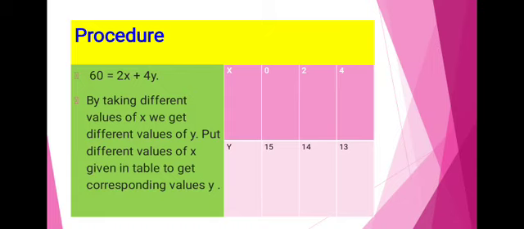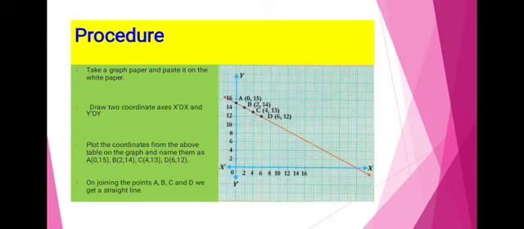Now for this, let us take a graph paper and paste it on a white sheet of paper. Draw two mutually perpendicular lines on the graph paper. Name them XOX dash and YOY dash. The intersecting point will be considered as the origin, O. Now let us choose the scale. On the x-axis, 1 big division is equal to 2 units, and on the y-axis, 1 big division is equal to 2 units.